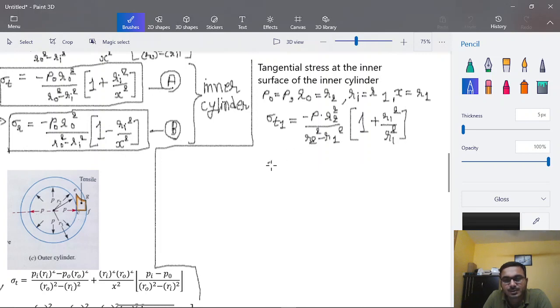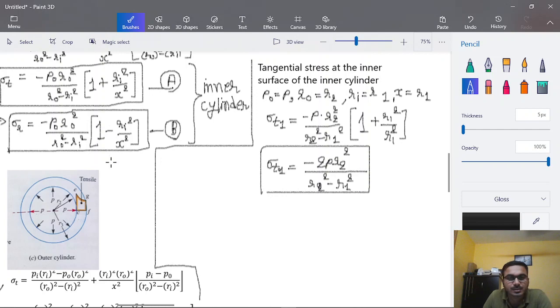So the final equation will be sigma T1 is equal to minus 2P R2 square divided by R2 square minus R1 square. So this is the first equation that we have obtained.